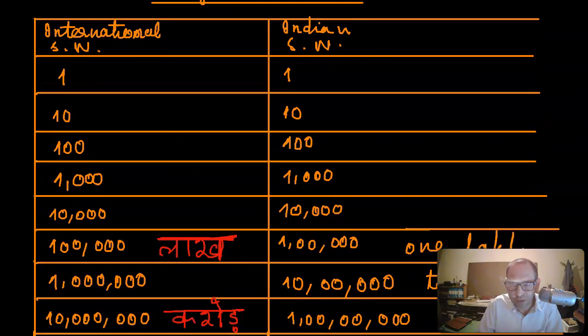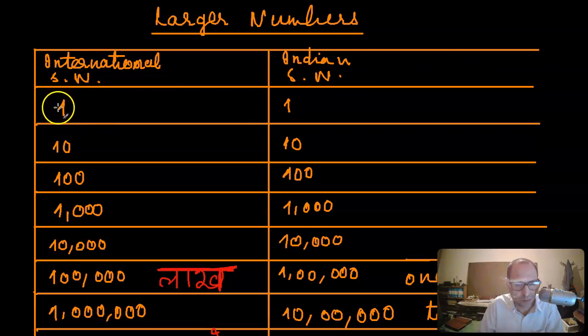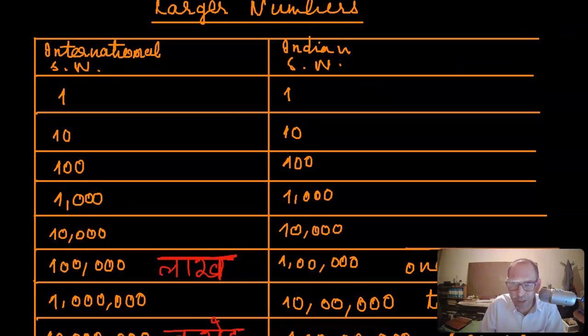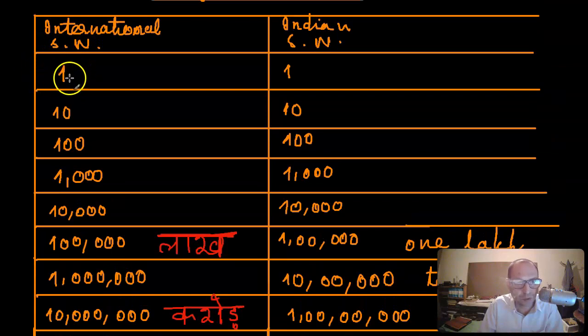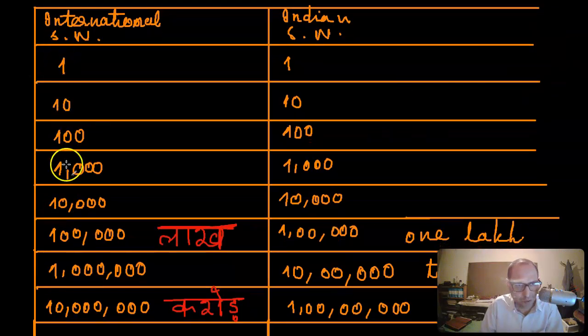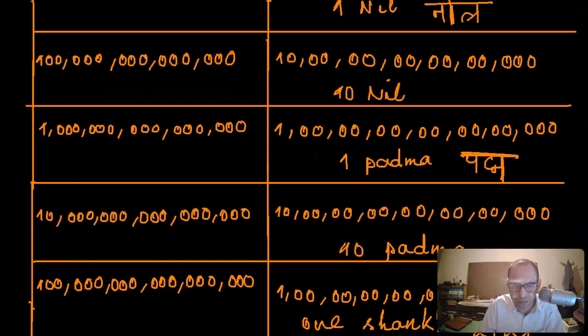Basically, the numbers that I've written down here, for example, a 1, a 10, a 100, a 1,000, a 10,000, and so on and so forth, are the smallest 1-digit number, 2-digit number, 3-digit number, 4-digit number, 5-digit number. For example, 10,000 is the smallest 5-digit number, right?